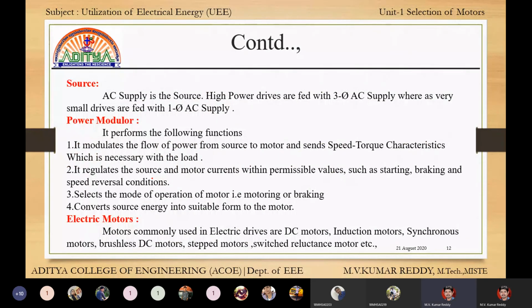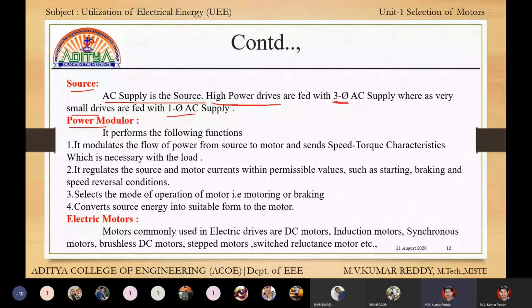Next, source. The first block is the source. Here we are giving an AC supply, and in this AC supply, high power drives are given 3-phase, and small drives are given single phase. In AC, high power is given to 3-phase, and low power is given to single phase.